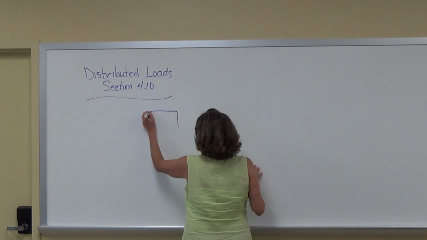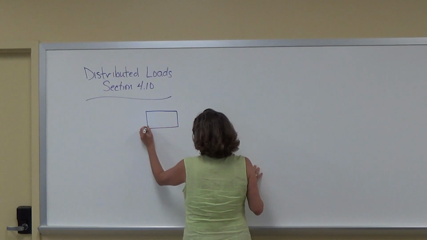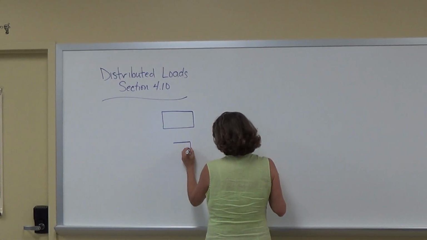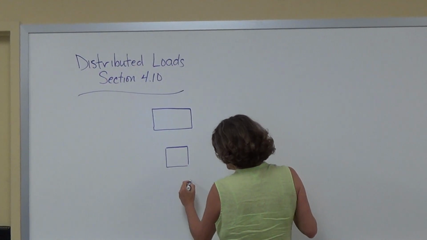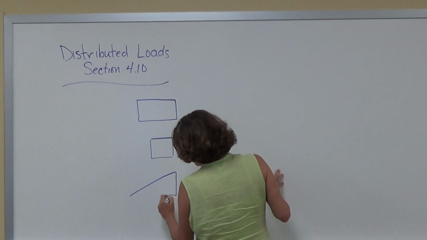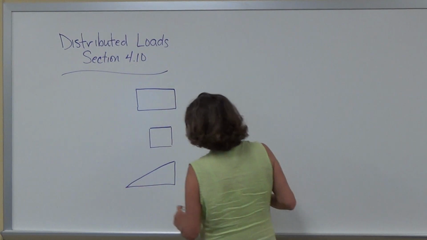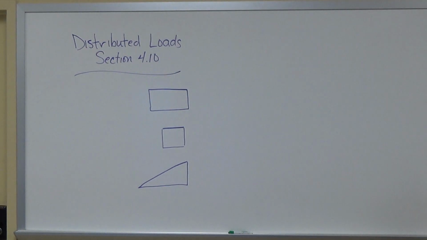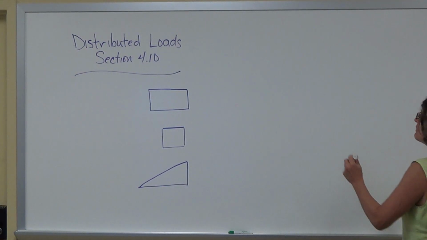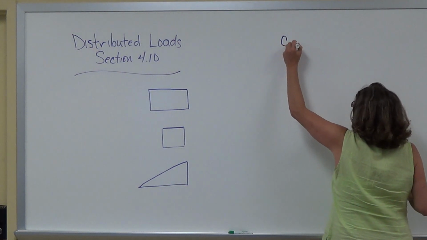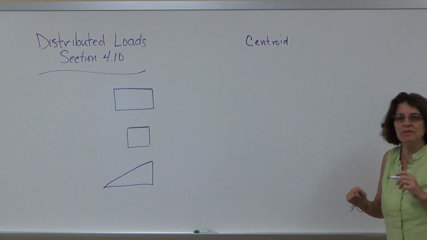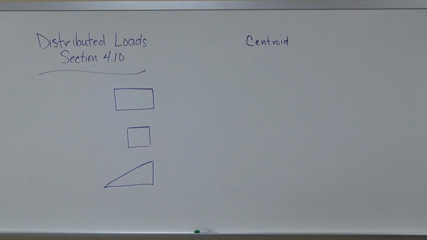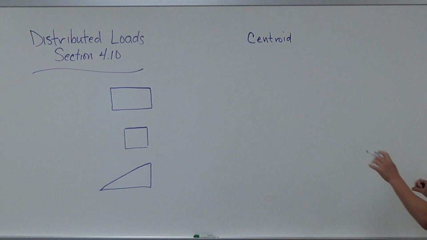So we have a rectangle, we have a square, hopefully it looks like a square to you, and a triangle. And what we need to do is be able to find the center of mass, center of gravity, and centroid. So let's define these three. So a centroid, do you remember what the difference between a centroid and center of mass and center of gravity are? They are a little bit different.